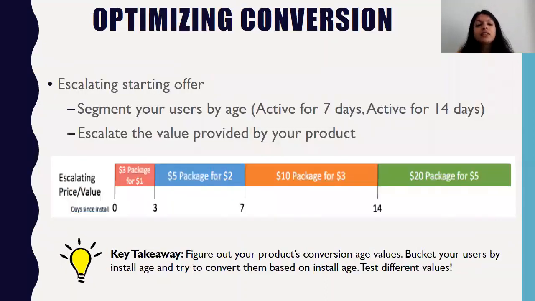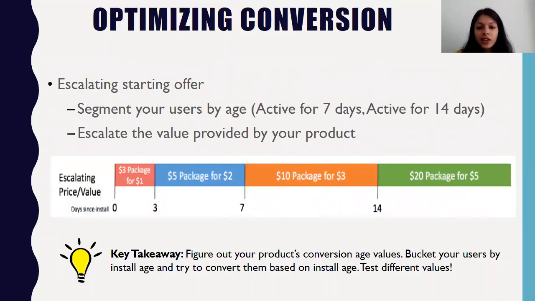So how do you optimize this conversion? Here's a very common technique in games, and I've seen 1 or 2 other non-gaming products use it. But something that's very valuable in products is to segment your users by age since install. For example, if someone has been active for 7 days versus active for 14 days, give them different conversion values and escalate this value provided by your product.